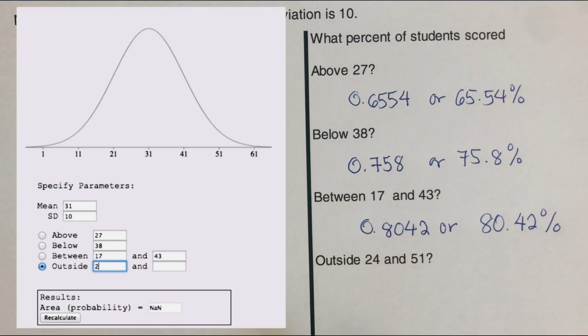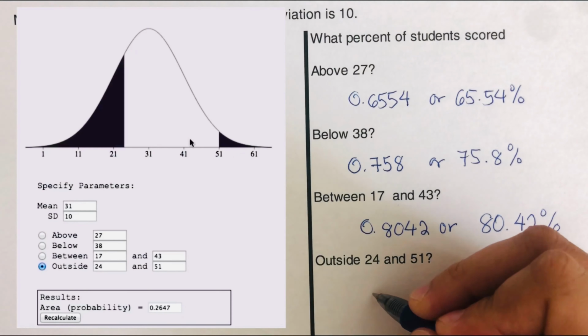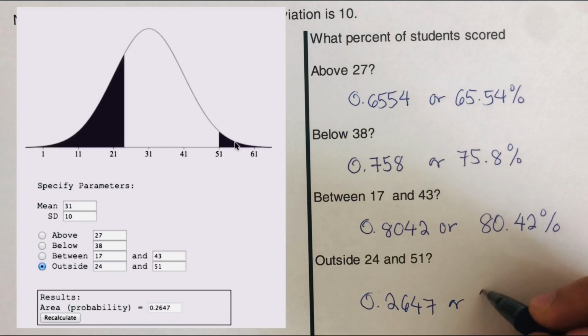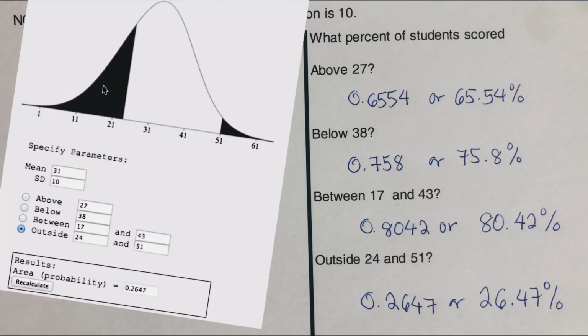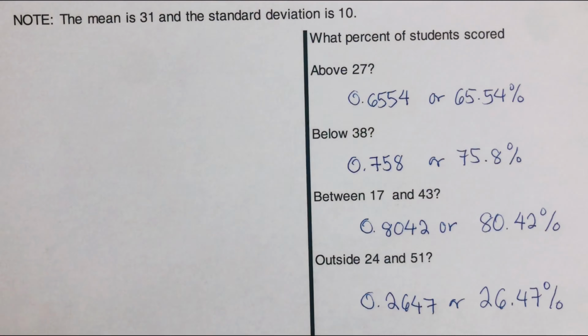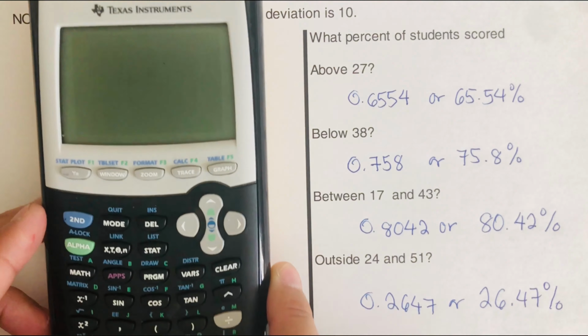Now, if we look at outside 24 and 51, this is how we use the applet to determine the values for each of these. Now, we are going to use the calculator. Using the calculator, there are special buttons that we need to use in order to determine these values. And you will see that the values we get from the applet are the same as the values we get from the calculator.